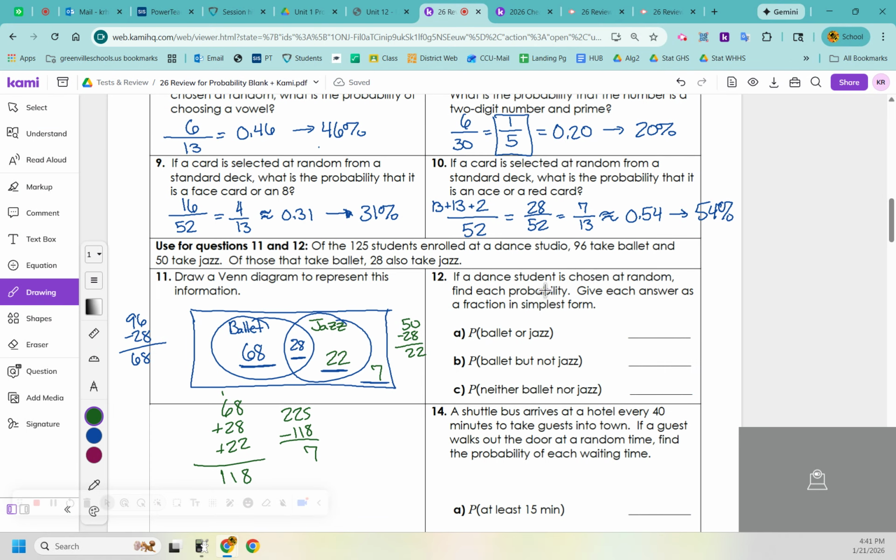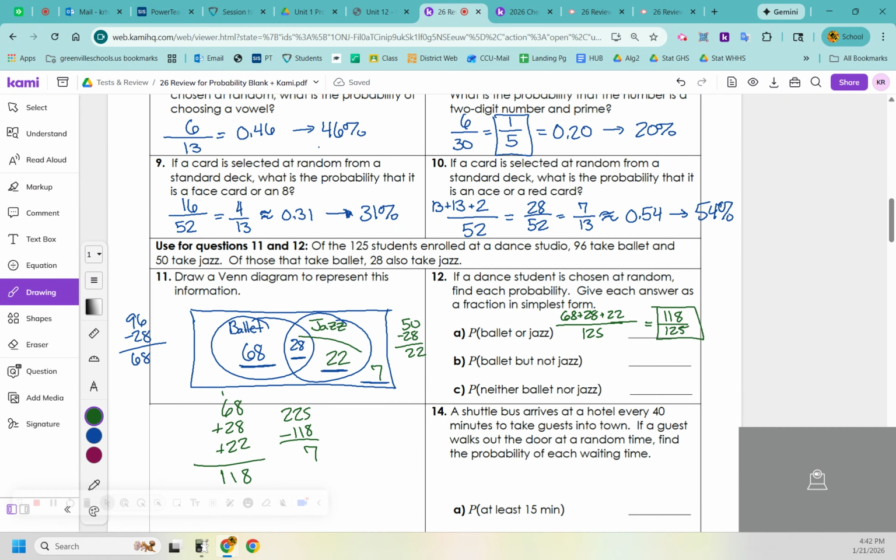Now, if a dance student is chosen at random, give the answer in the simplest fraction. So ballet or jazz, that's all 3 of these together, ballet or jazz. So 68 plus 28 plus 22 over all of them, 125, would be 118 out of 125.